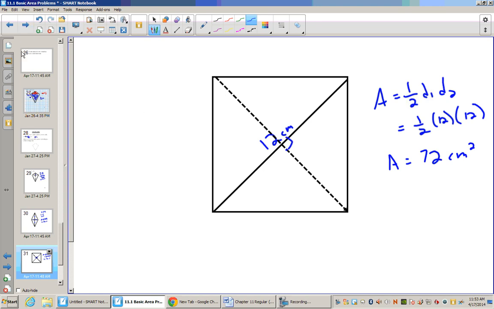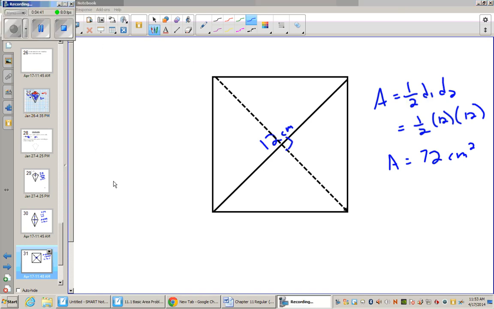All right, hopefully that helps you find areas of quadrilaterals using their diagonals. Good luck.